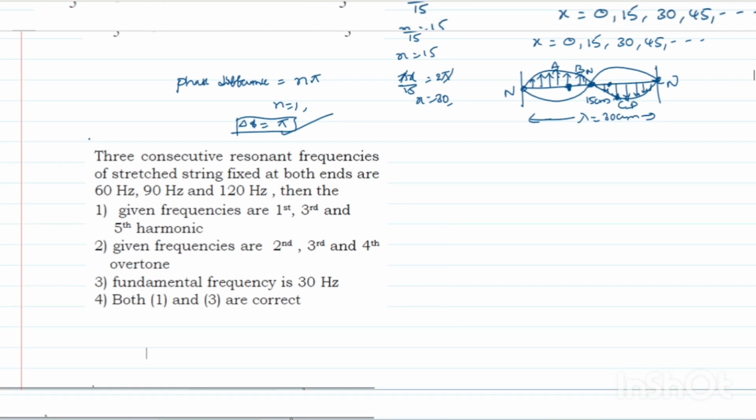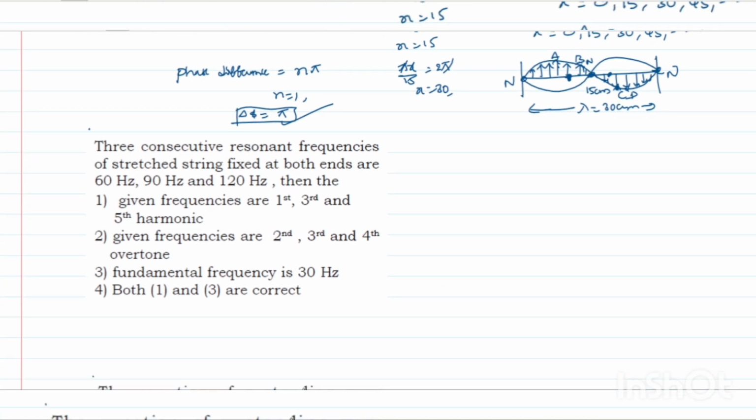Let us see the next question, students. Three consecutive resonant frequencies of a stretched string fixed at both ends are 60 Hz, 90 Hz and 120 Hz. Then they are asking for the ratio of the given frequencies. Here it is an elimination method. The options: the given frequencies are in the ratio of first, third and second one, like that. The next is the given frequencies are second, third and fourth overtones, and these are harmonics. The third one is that the fundamental frequency is 30 Hz.